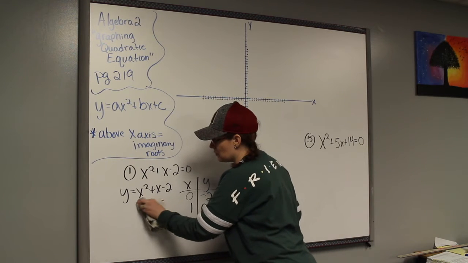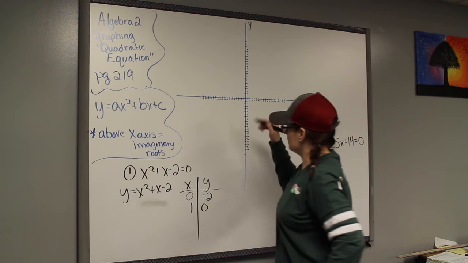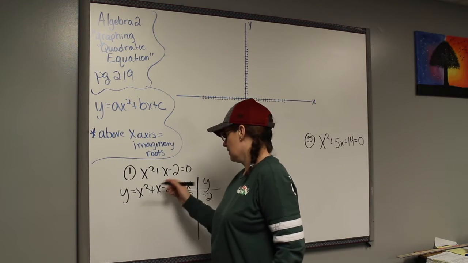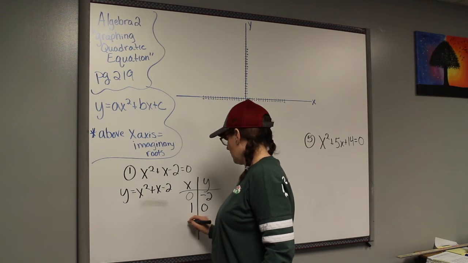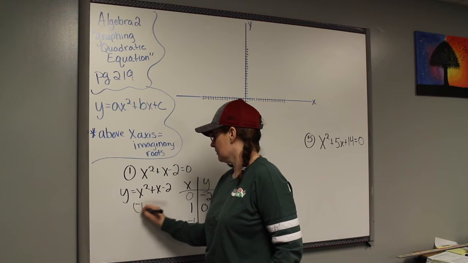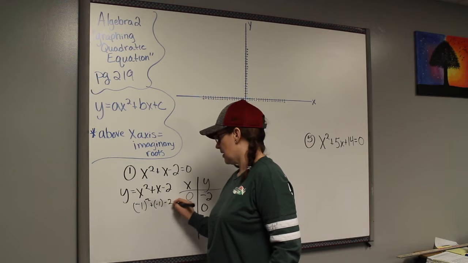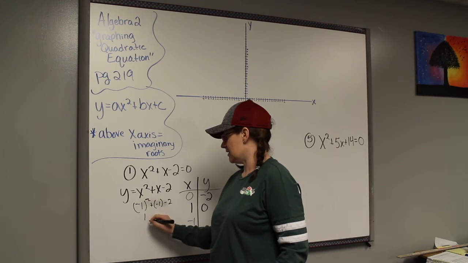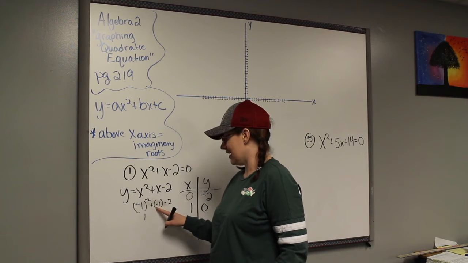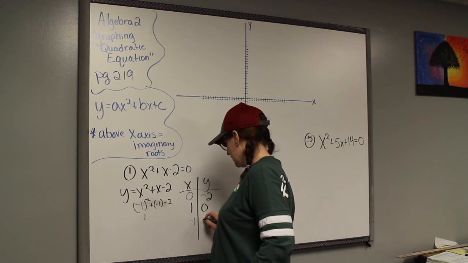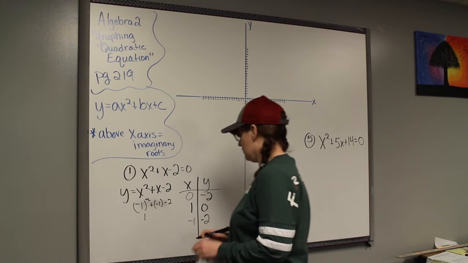Again, you can pick whatever you want for your graph. So let's do negative 1. If x is negative 1, then negative 1 squared is a positive 1. Positive 1 plus a negative 1 is nothing, so this would be negative 2.